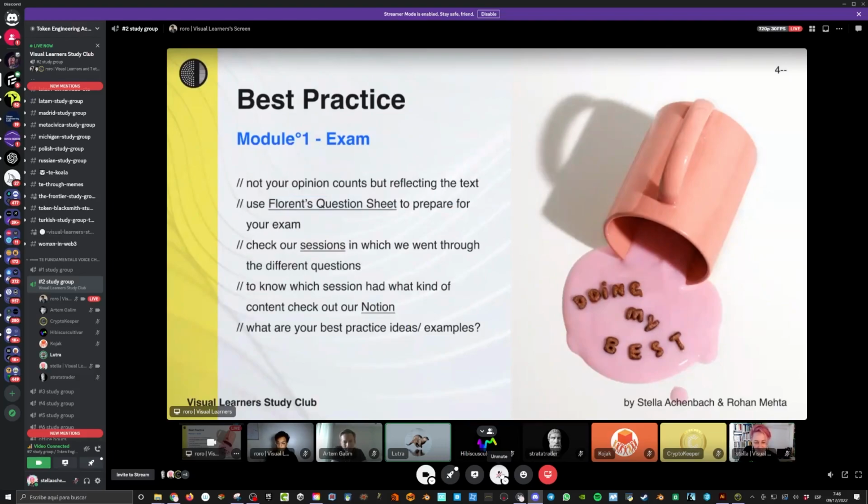I find it helpful to have the text by my side, just to have a brief look up, and it's really more about getting the content, as Strata already said, and then I think you will be able to solve the questions of Module 1.